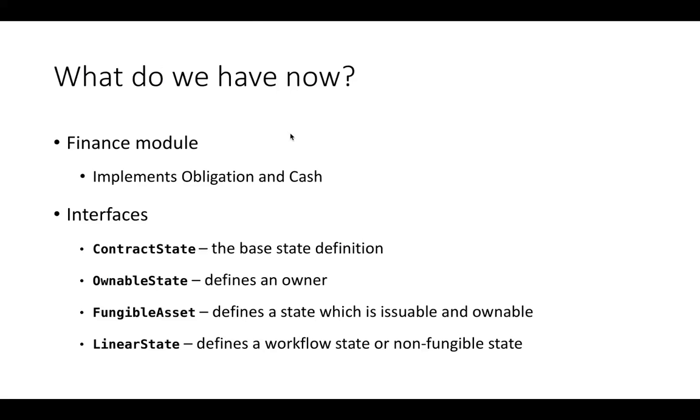Then lastly, we have a linear state, which you typically use to define a state that represents a workflow or something that is non-fungible. And it's non-fungible because each linear state has a unique identifier inside it. So you can't split and merge these things. Each linear state must have its own linear ID. So we've got, I don't know, 70% of the way there with the current interfaces, but I think we can still improve upon things. And that's what I've been looking to do over the last month or so.